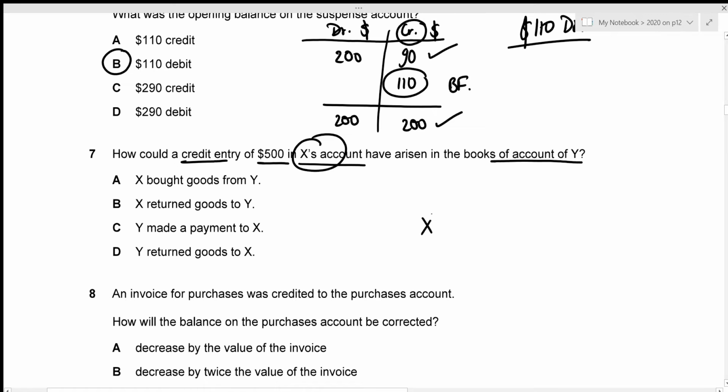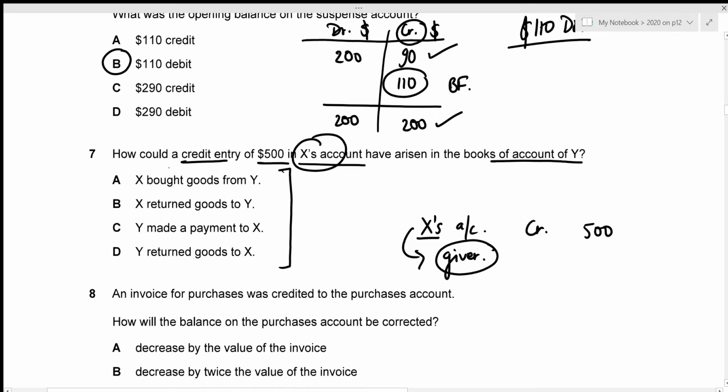So that's X's account on the credit side with a value of 500. So we know that X is a personal account, right? And the personal account on a credit side represents that this person or X is a giver in this transaction. So we just need to figure out which of these options represents X as a giver.